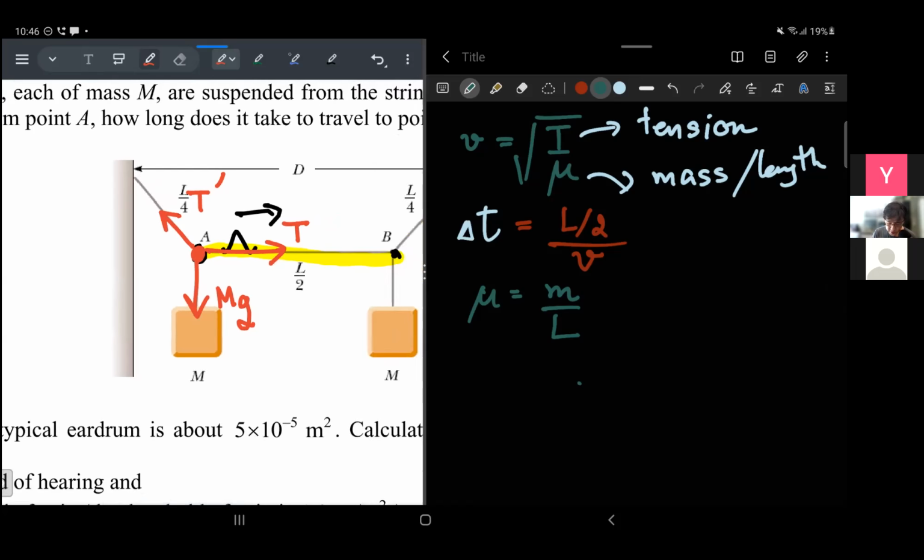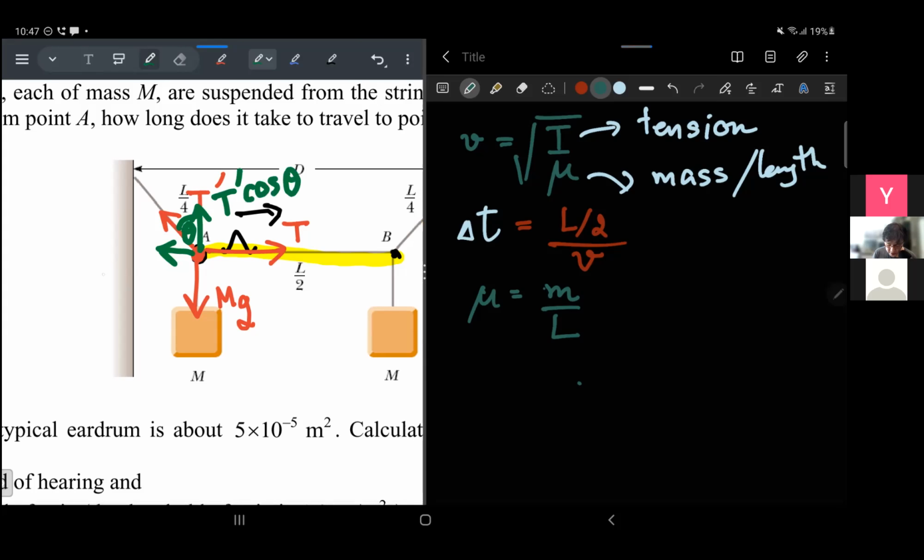What you can do for this one is break the t into two components, the one that is already diagonal. So you want to put them in x and y directions. You can call this one up right there, and if you call this angle theta, this up component will be t prime cosine theta, and you have t prime sine theta on your left. Okay, so far so good. So from here, you will be able to write the equation.